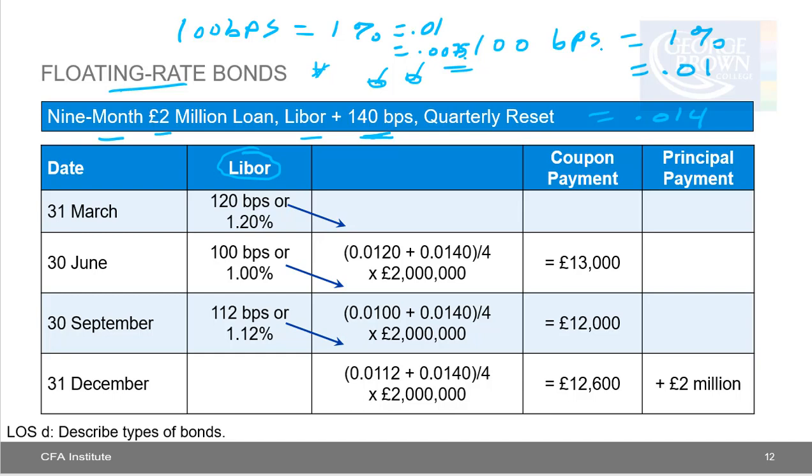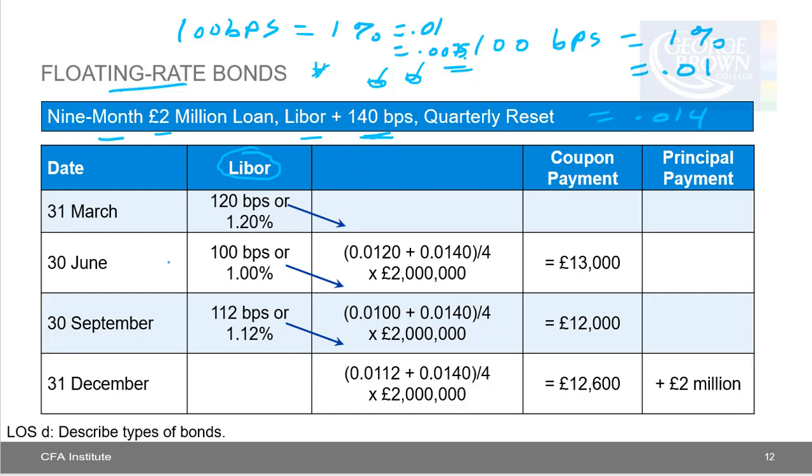A floating rate bond's coupon rate will change or reset at each payment date, typically every quarter. So this is very important to understand. Floating rate coupon payments are paid in arrears. That is, at the end of the period on the basis of the level of the interest rates set at the beginning of the period.